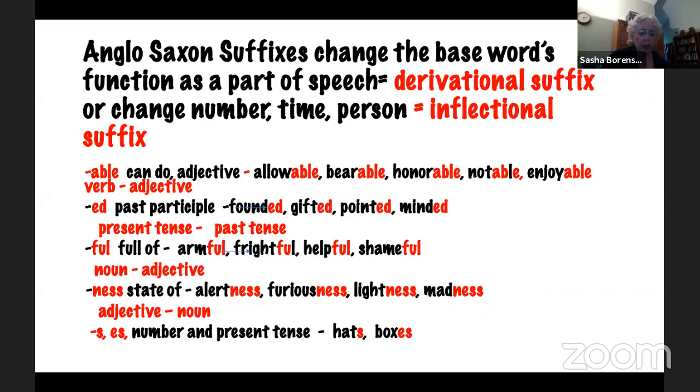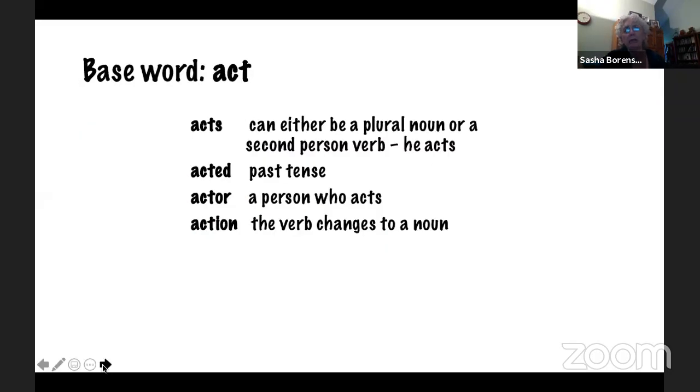So let's look at what I have on the next slide. Maybe we can practice this a little. So we have the word act. And if I put an S on it, it changes from a singular noun to a plural noun. Is that inflectional or derivational? If it's inflectional, put one finger up. If it's derivational, put two. I see one finger from everybody. Thank you.